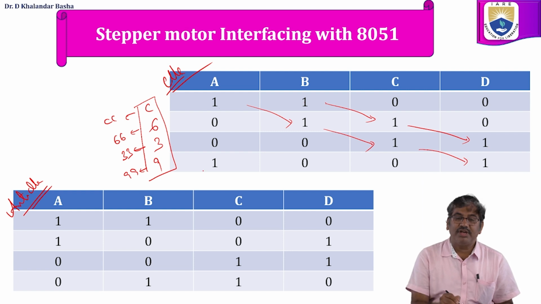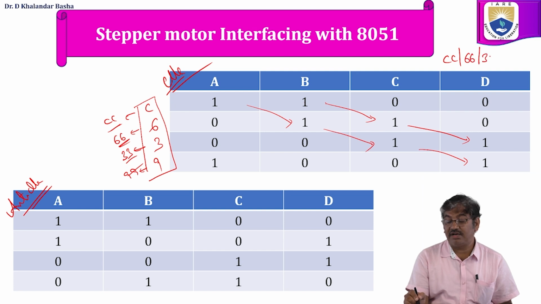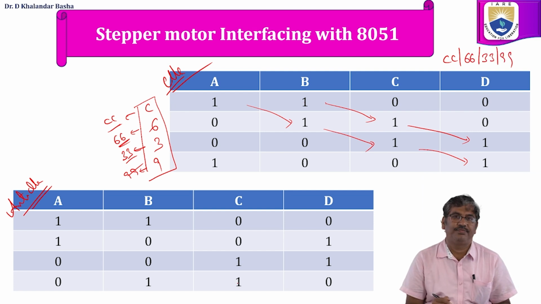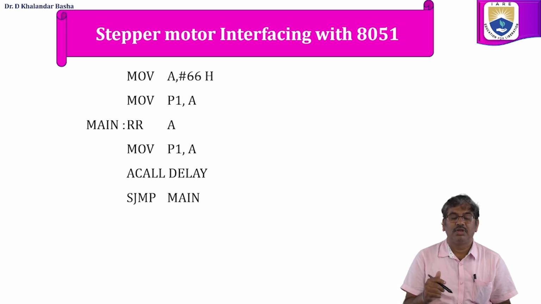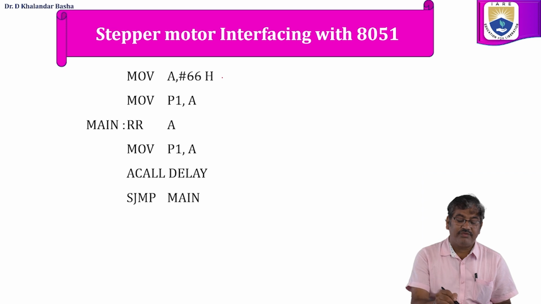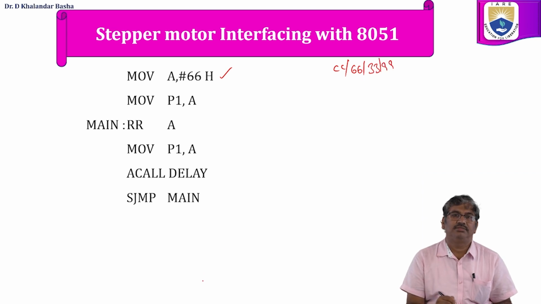What about this one? I want to get it here. But as the data is 8-bit size, this will move to the MSB. So if you trace back, the pattern which we can send is either CC or 66 or 33 or 99. The pattern which we want to load will be moved into the accumulator. Any one of CC, 66, 33 or 99 we can load into the accumulator.